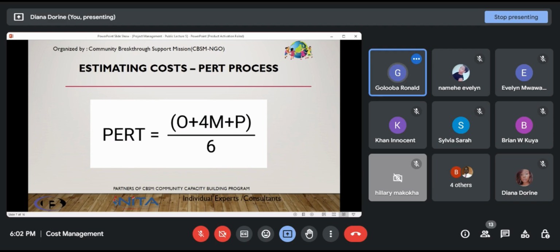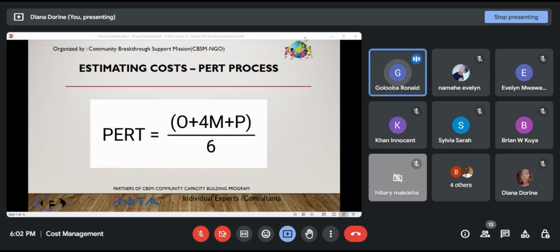So the next technique is a three-point estimation, or PERT, which is a Program Evaluation and Review Technique method. And we didn't handle this during the scheduling because I knew we would handle it here. But it's a technique used to estimate the duration or cost of a project activity by considering three estimates.